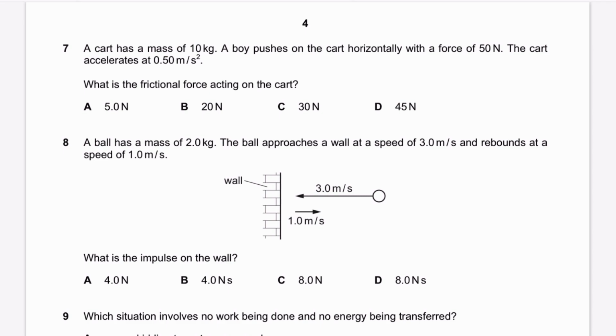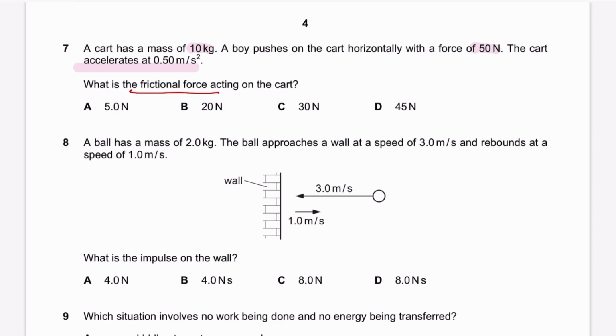A cart has a mass of 10 kgs. A boy pushes a cart horizontally with a force of 50 newtons. The cart accelerates at 0.5 meters per second squared. What is the frictional force acting on the cart?